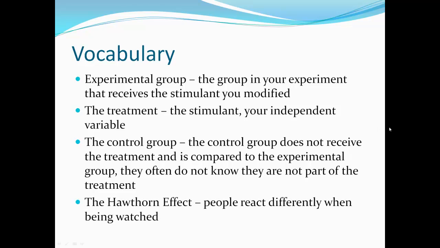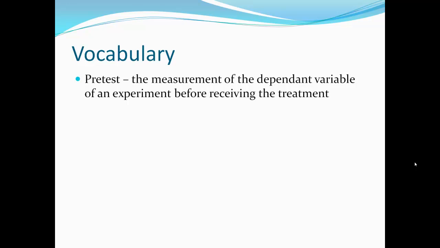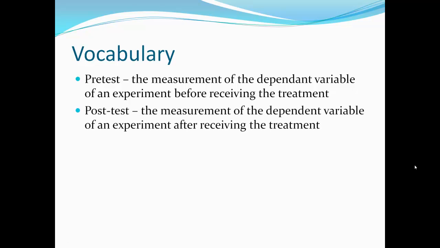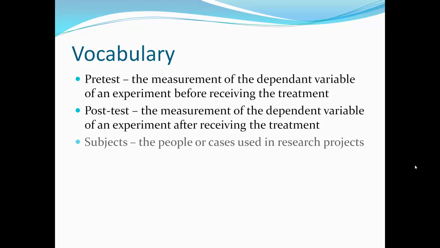The Hawthorne effect. People react differently when being watched. Someone knowing that they are being watched in an experiment could actually alter the results. Pretest. The measurement of the dependent variable of an experiment before receiving the treatment. Post-test. The measurement of a dependent variable of an experiment after receiving the treatment. Subjects, the people or cases used in research projects.